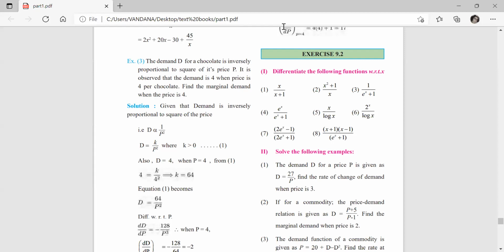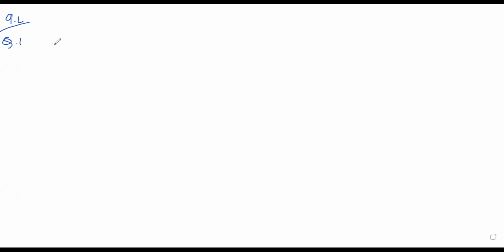सेकंड वाला घेते मी, फर्स्ट वाला नाही. फर्स्ट जरा सोपं वाटतंय मला, ते तुम्ही होमवर्कला करा. 9.2 क्वेश्चन 1 चा सेकंड.